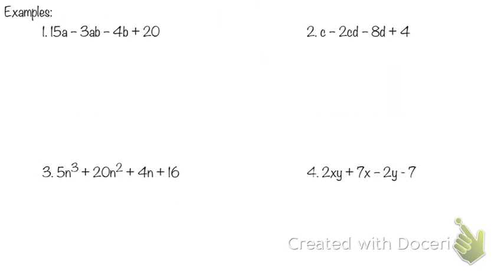Example 1, we actually need to flip something around, and it's my apologies on that. So we're going to need to flip these first 2 around. So write negative 3ab plus 15a, and then the minus 4b plus 20 stays the same. My apologies on that, dudes and dudettes.